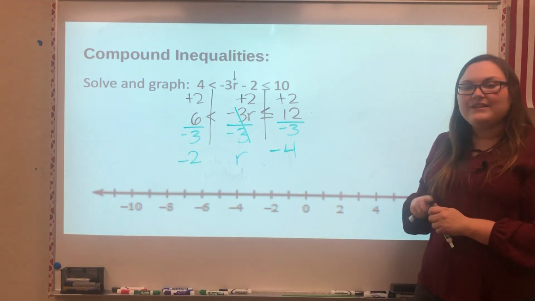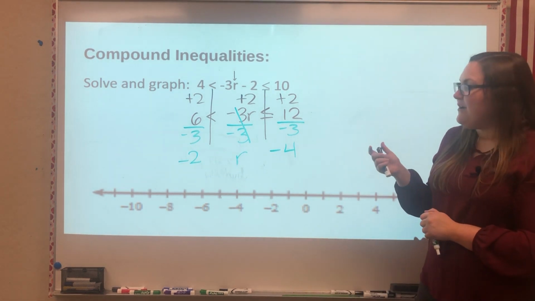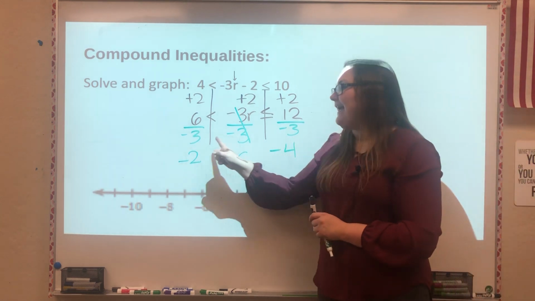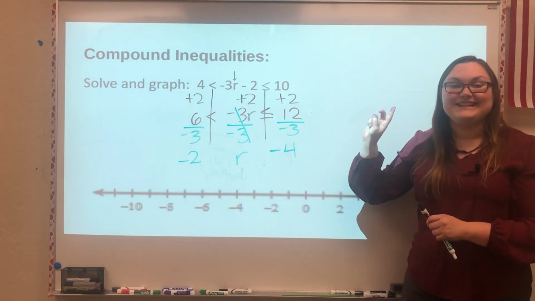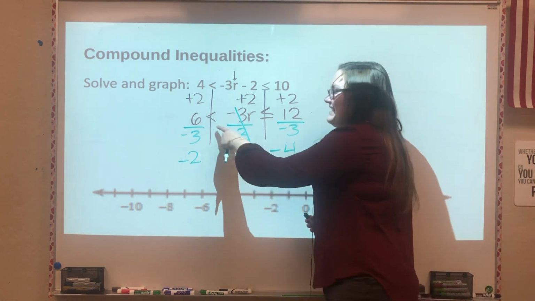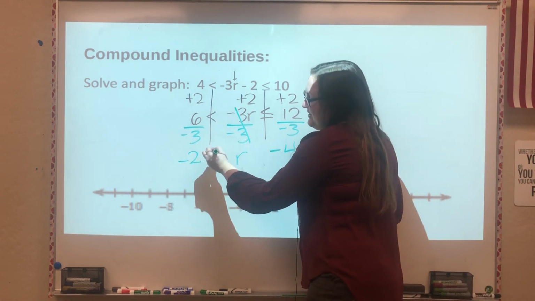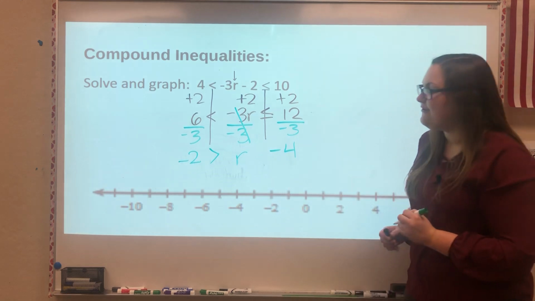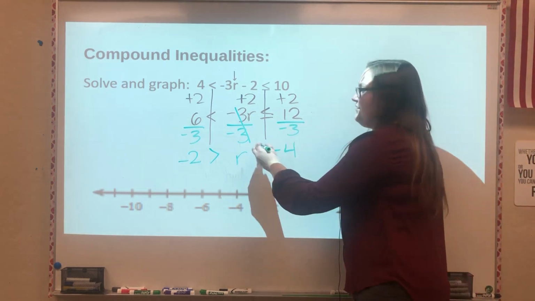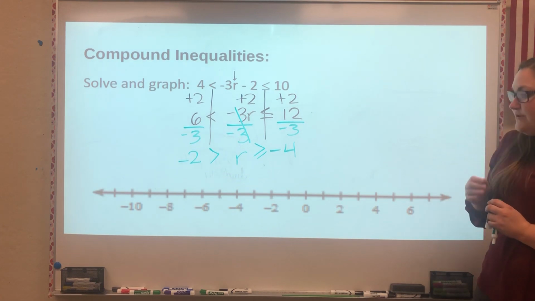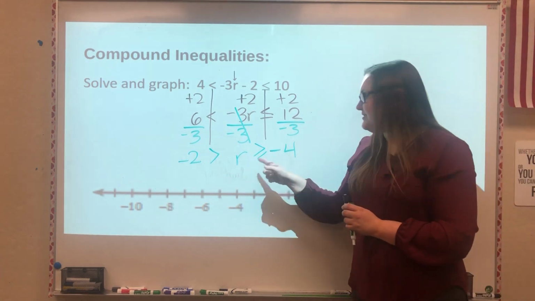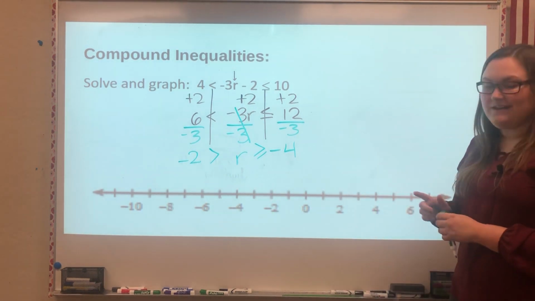Now, the one rule we learned with solving inequalities is if you divide or multiply by a negative number, that inequality sign is going to change. So instead of a less than sign, here I'm going to switch it around and say greater than, and then here it'll be greater than or equal to. So right now I've got -2 is greater than r, which is greater than or equal to -4.